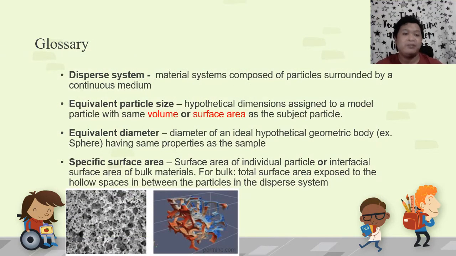So let's have some definition of terms muna, no? Since usually kapag we're dealing with geometry of smaller stuff, we're talking about particles. So dispersed systems are those composed of particles surrounded by a continuous medium. Most common would be your powders, which are actually solids dispersed in air. Those are individual particles with air in between them. Okay, so they're not per se solids as you would remember from yung discussion natin on density.